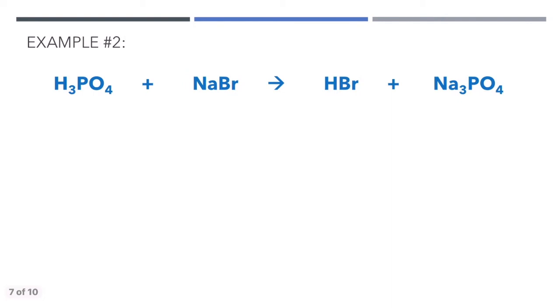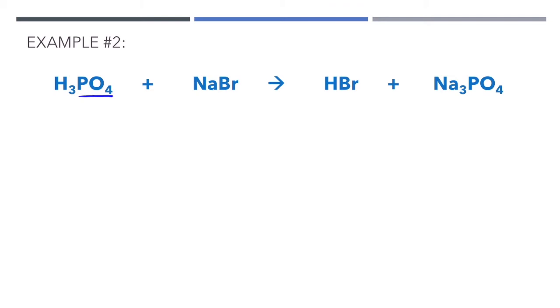All right, let's do another example. This one's going to be a little bit different because two of the compounds involved in this reaction contain a polyatomic ion, and that polyatomic ion is phosphate. So remember, you can identify which compounds contain polyatomic ions by identifying the formulas that have more than 2 elements in them.